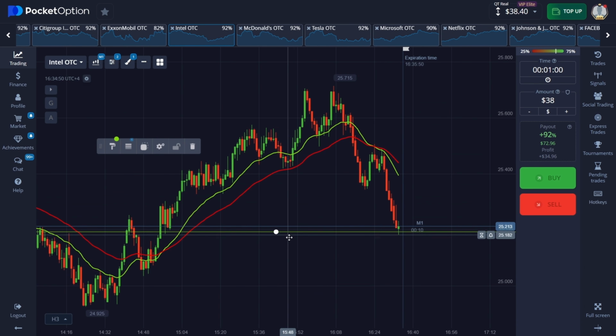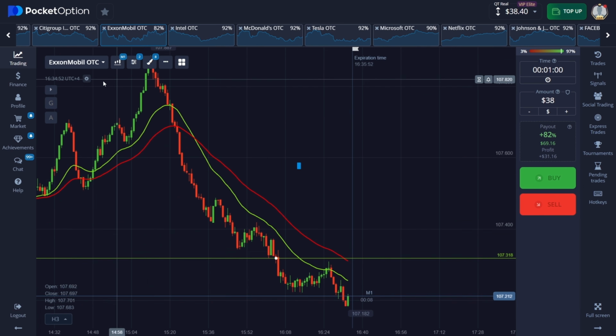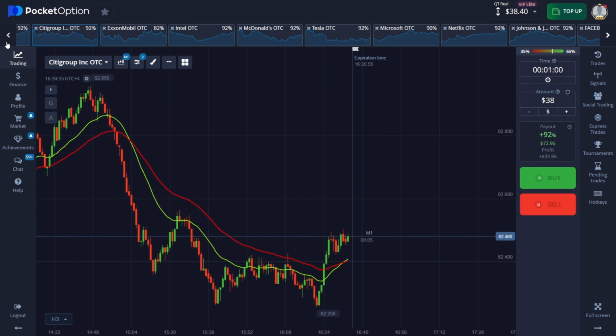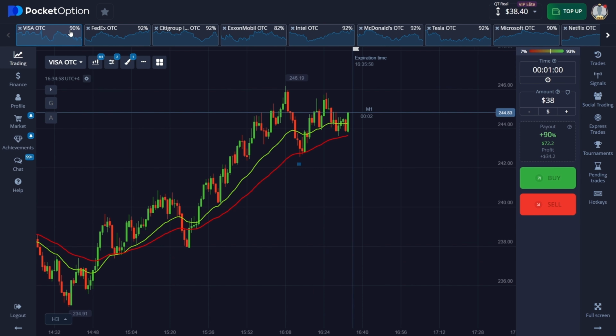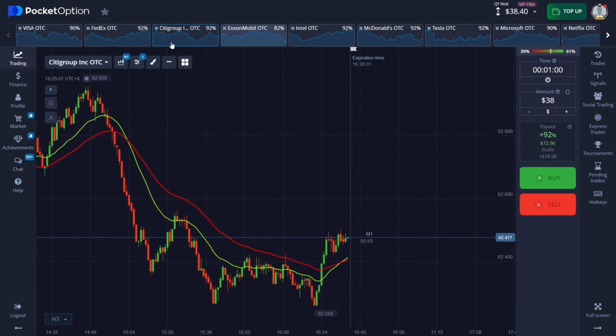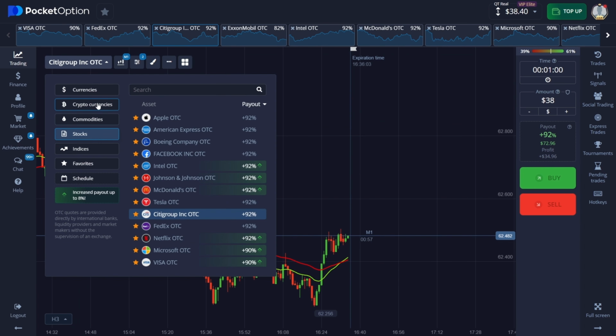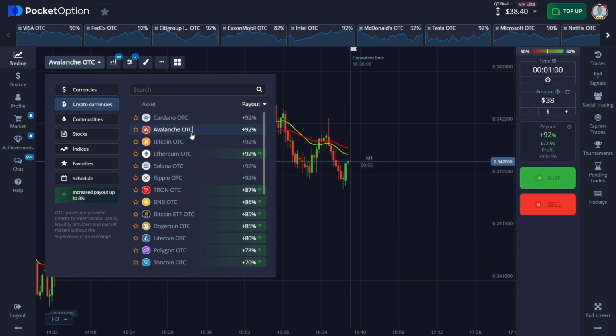Next, there's a potential trade on Intel OTC from the support level, but the candle is already reversing, so we'll avoid that too. Let's look for a trade in cryptocurrencies because I don't think we have a suitable trade in stocks.